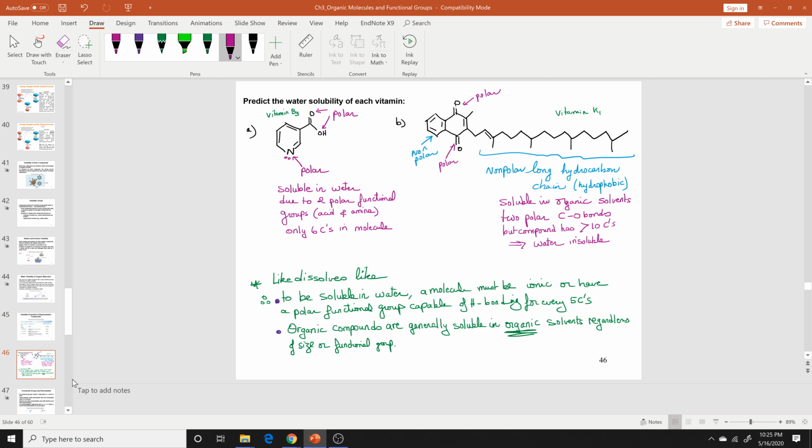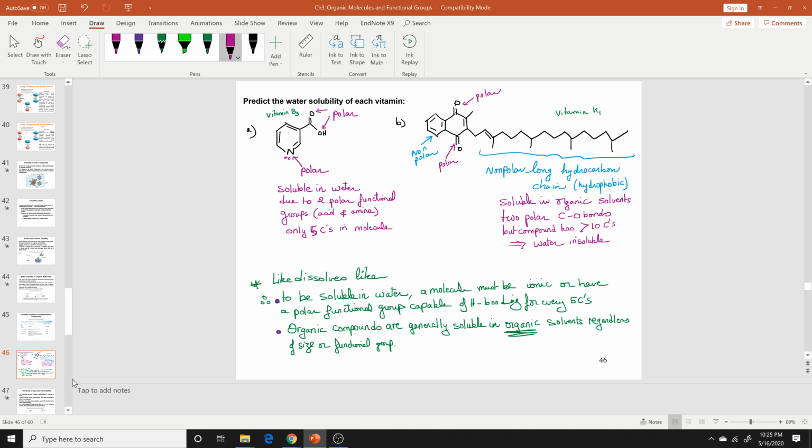Let's predict the water solubility. You have two types of vitamins, vitamin K1 and vitamin B3. Again, you should look for a polar bond and the number of carbons in your structure. Since this is a cycle, it has 1, 2, 3, 4, and 5, so it has 5 carbons in the cycle, and then 1 more carbon.